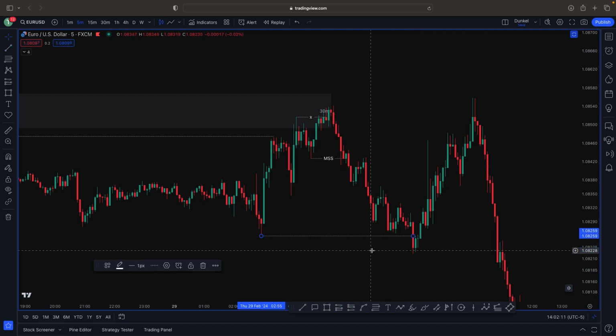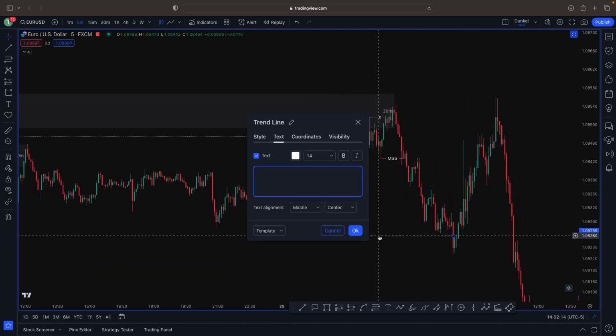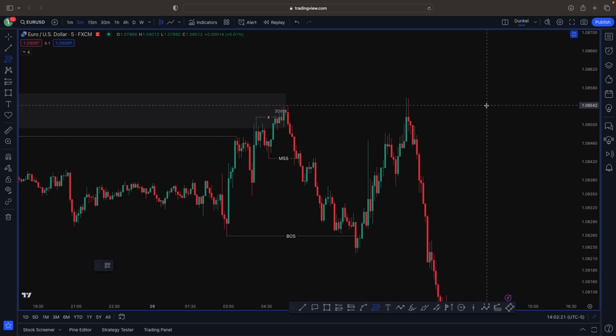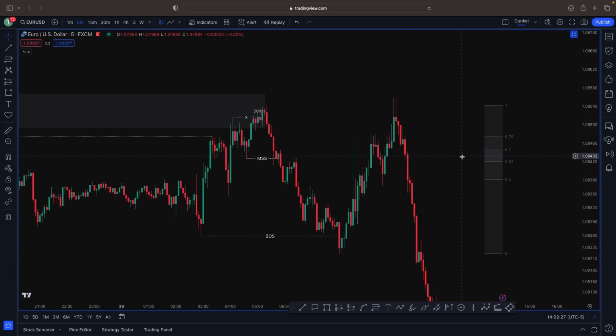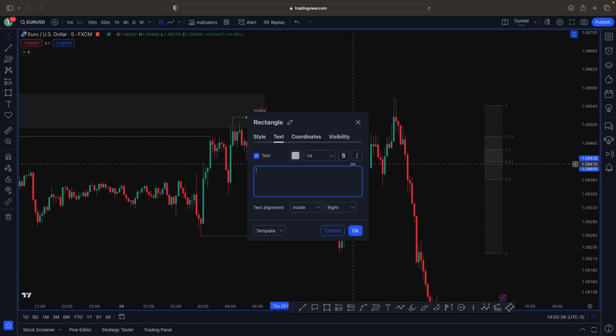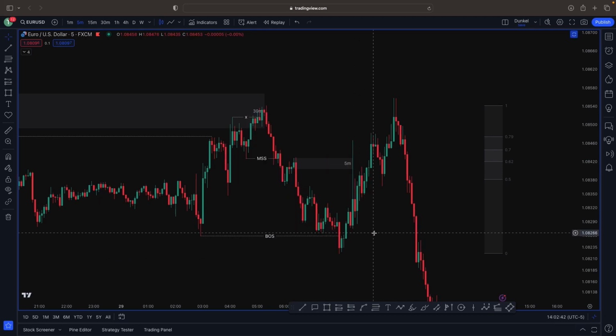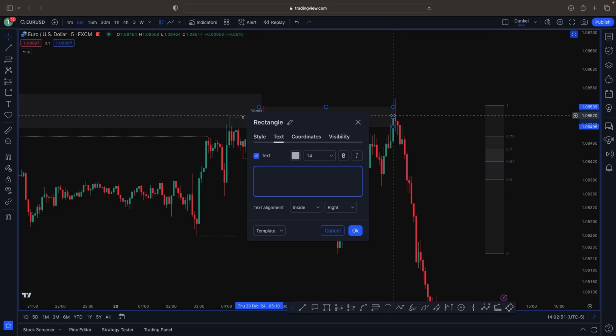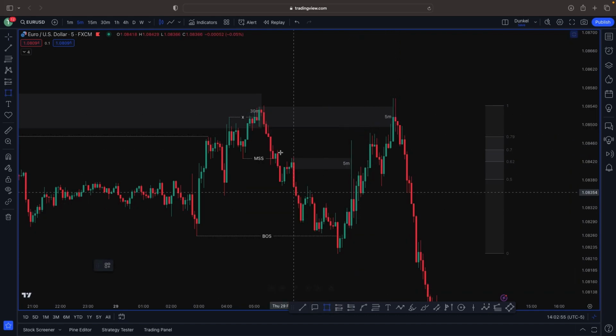We also get this break of structure. And yeah, then I take my Fibonacci retracement tool again and draw it from the high to the low. And I look for PD arrays in the premium zone, which we have right here. And right here. And we also have this fair value gap right here.